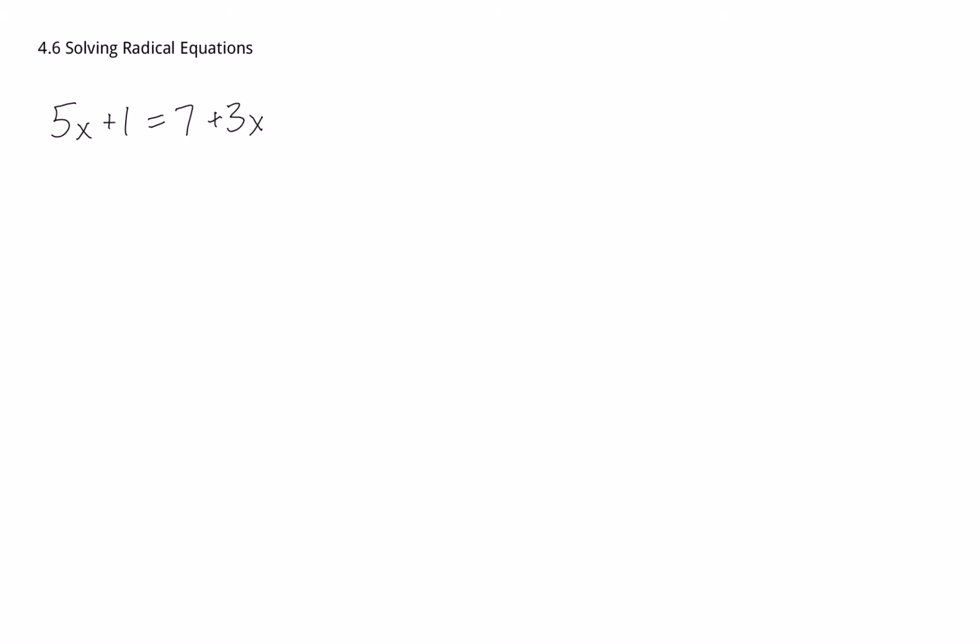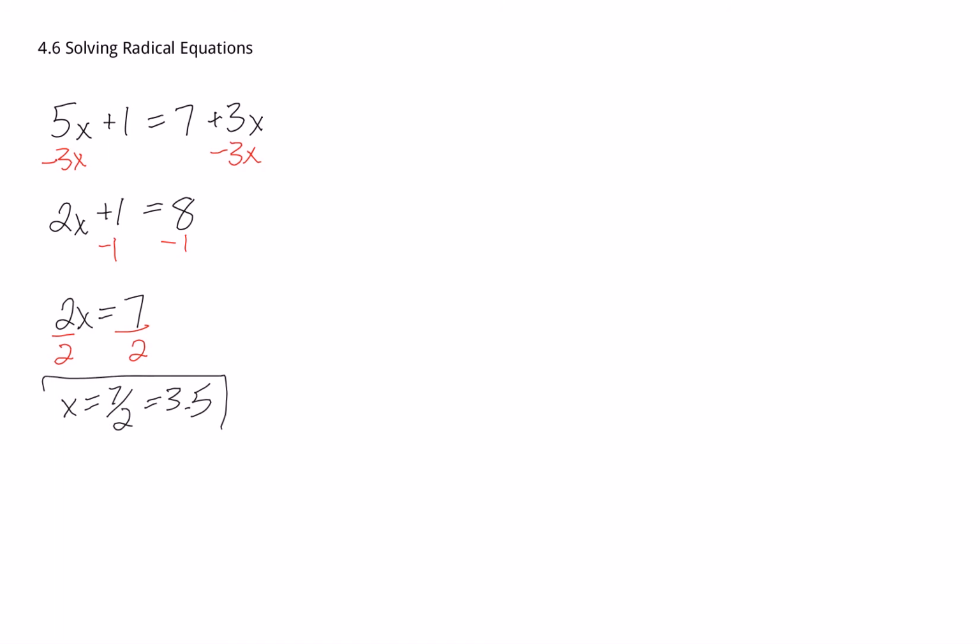So for this first one, let's bring the 3x over to the left side. We do the opposite, so we subtract the 3x. That would give us 2x plus 1 equal to 8. Then the next step is let's get rid of that 1, so we subtract 1 on both sides. We'd have 2x equal to 7. And then our last step is divide by 2. So our final answer is x equals 7/2, or as a decimal, 3.5.